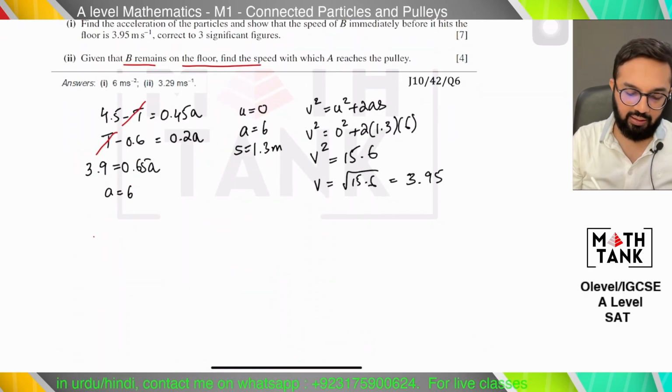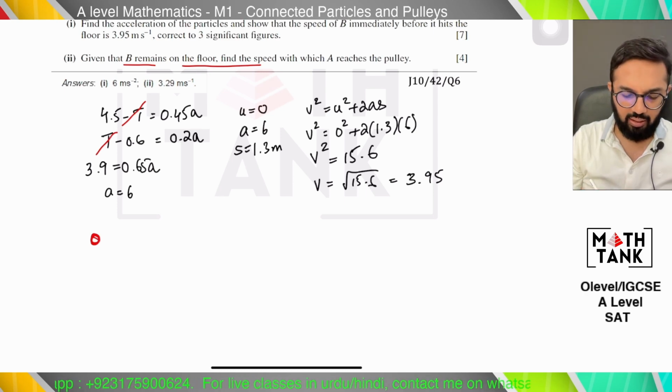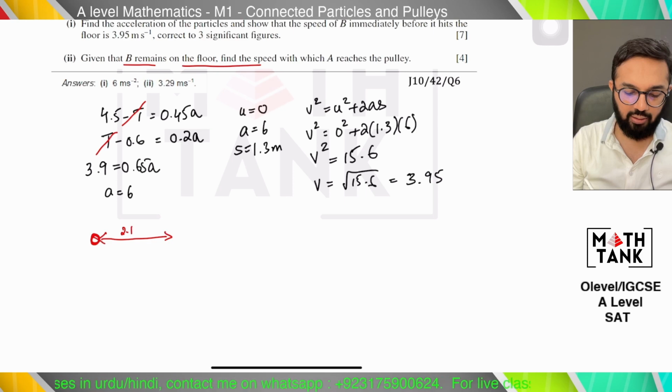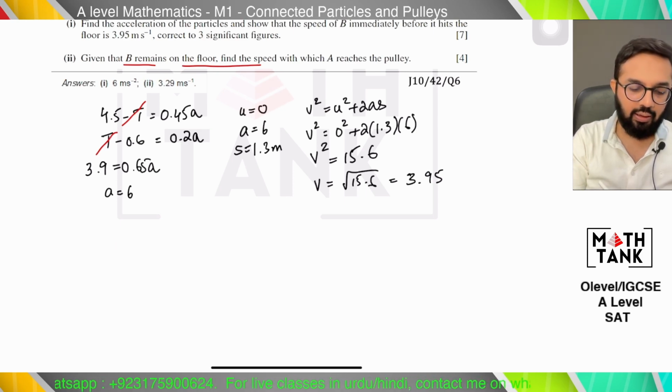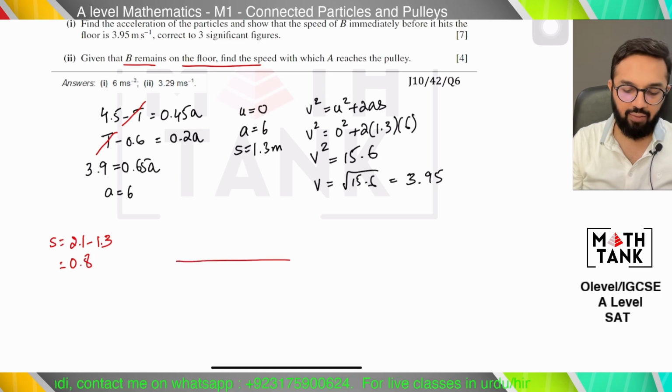Okay, so A right now is 2.1 meters away. Now, how far is it from the pulley? I'm going to say that this is 2.1 minus 1.3. Okay, that's how far away from the pulley it is. So it has to travel a distance of 0.8. A has to further travel a distance.